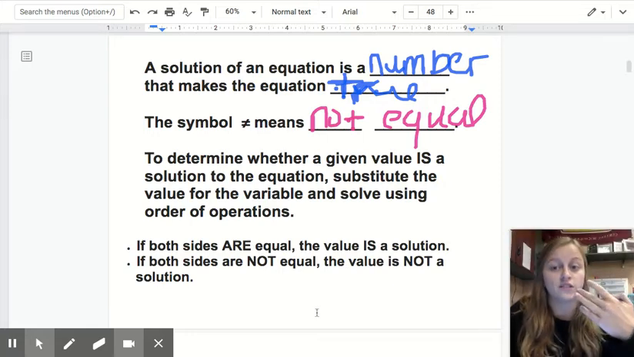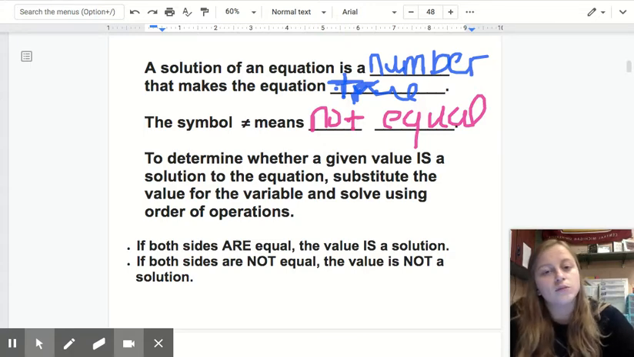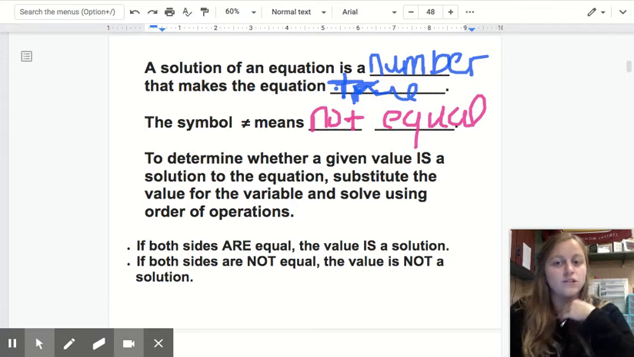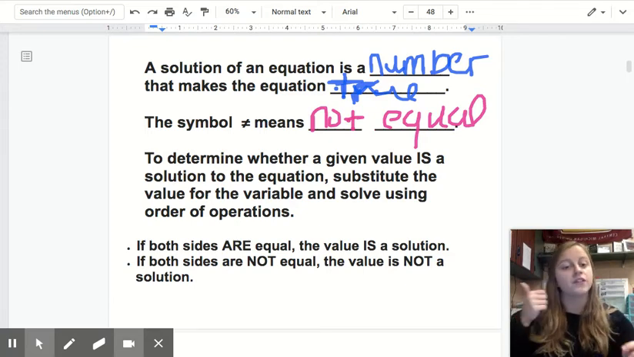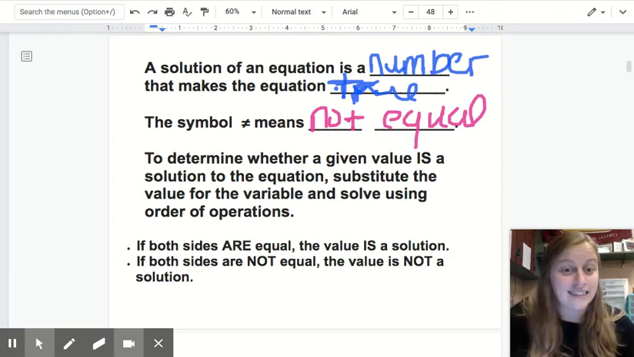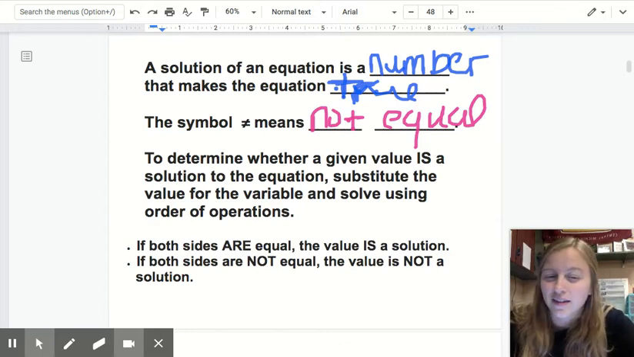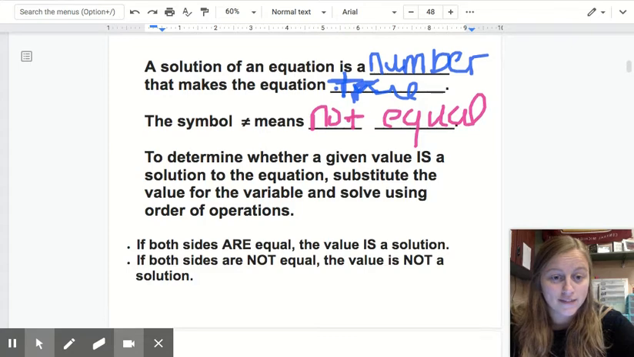To determine whether the solution to an equation is true, what we do is we plug the solution back in and solve using order of operations. If both sides are equal, then the solution works. If both sides are not equal, it's not a solution. So basically, guys, we're substituting and solving. Continue writing if you need. We can pause the video.